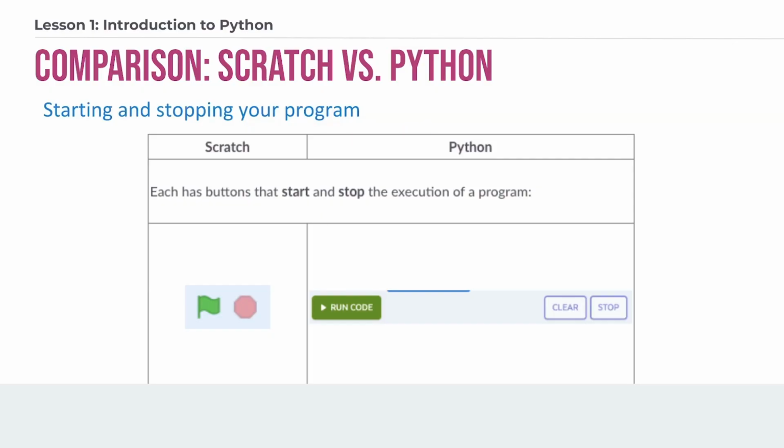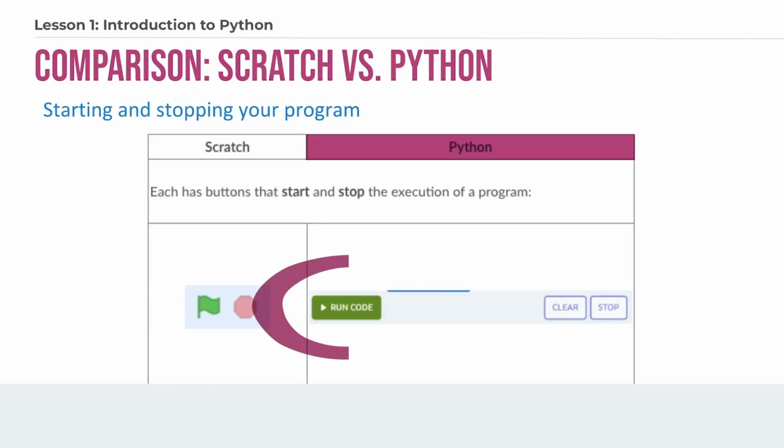So the first example of a comparison here is starting and stopping your program. In Scratch, you have the green flag to start and the red stop sign to stop. In your Python environment, you're going to have a little green arrow that indicates the run button, and you click that to run your program. And then you have this stop. So that's starting and stopping your program in Python.